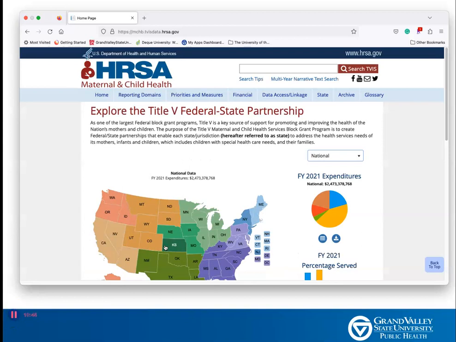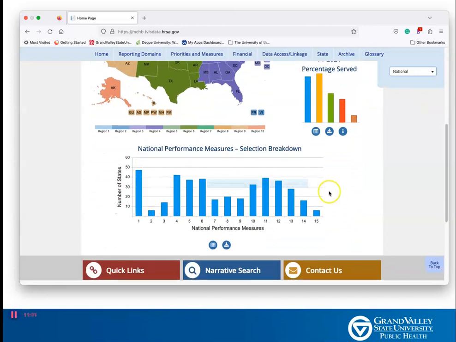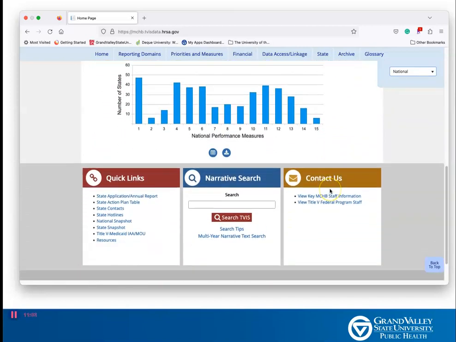If you get a chance, I would like for you to explore the Title V federal state partnerships. You can see here the data for child and maternal health, including pregnant women. You can see where some of the allocations of federal funding went, what the regions are, and the breakdowns. You could spend hours looking at this particular website.